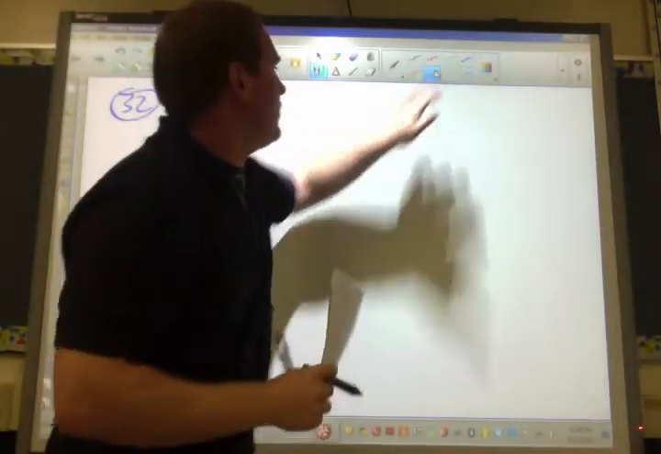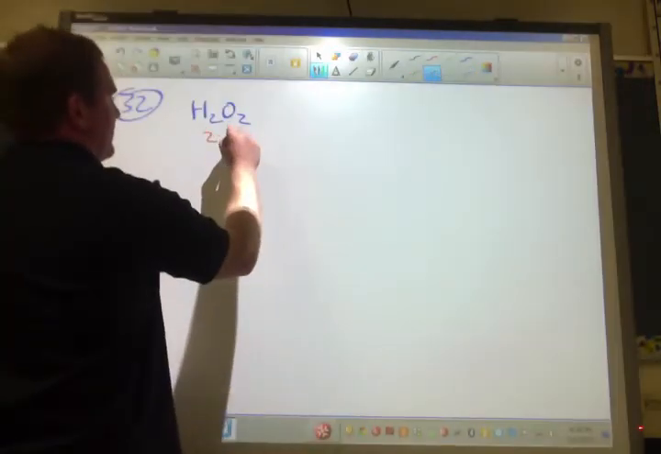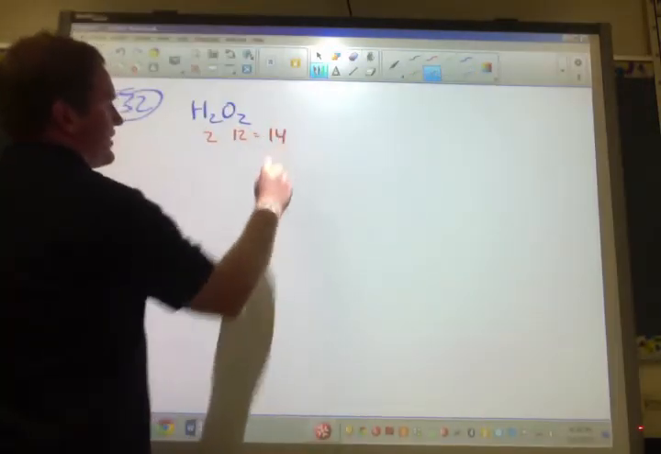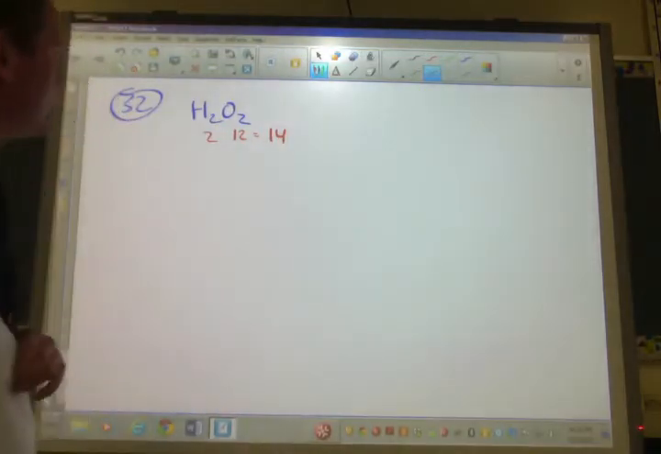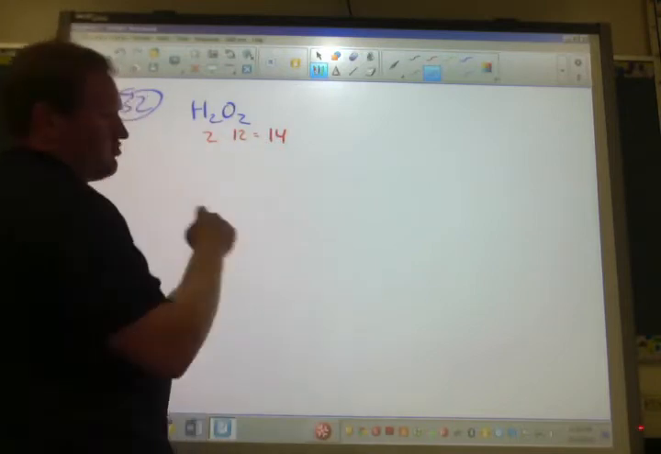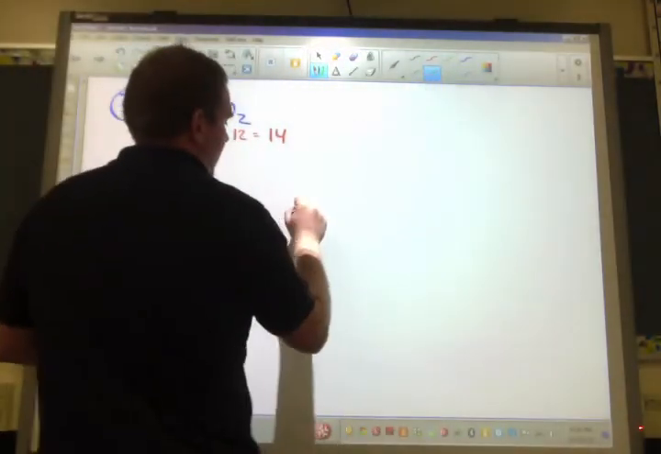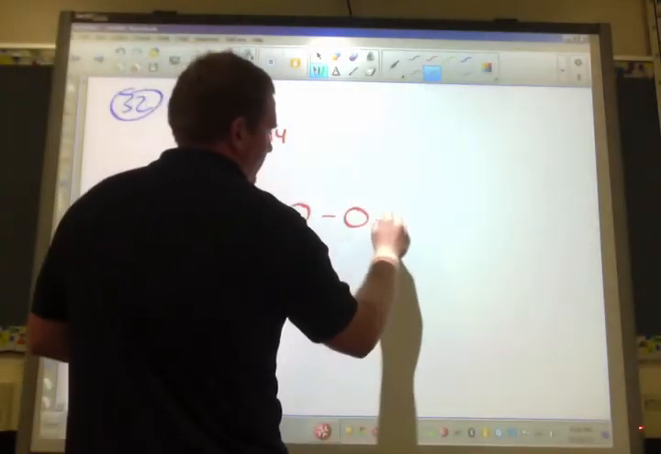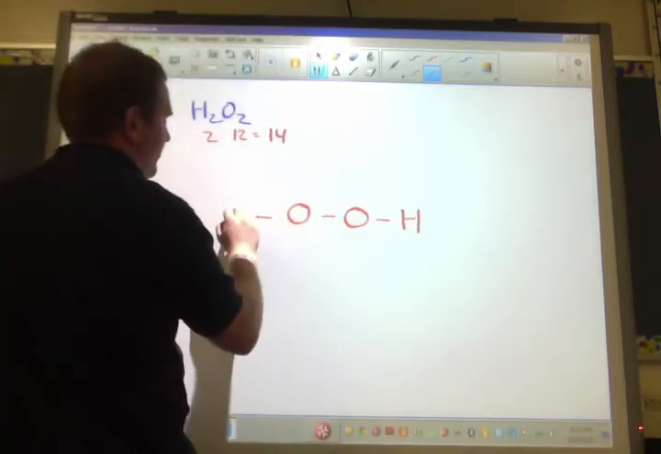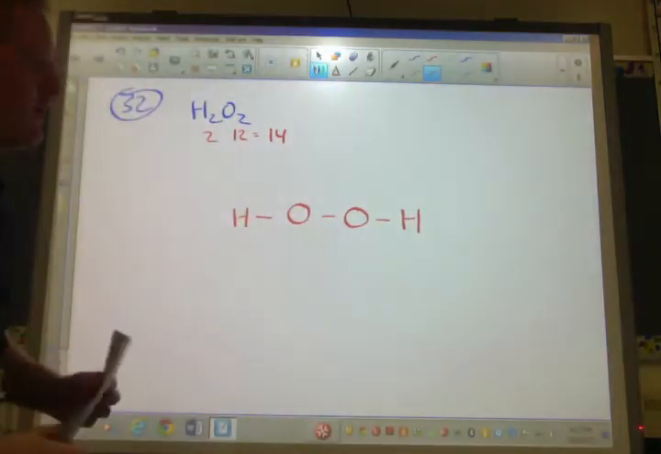So H2 gives me 2 electrons, O2 gives me 12 electrons, so a total of 14. Alright, now this one's a little tricky, there's no real center, but what we're generally going to do is put our hydrogens on the ends. So I'm going to do my 2 O's in the middle with 2 H's sort of coming off the ends, because the hydrogens can't be in the middle.